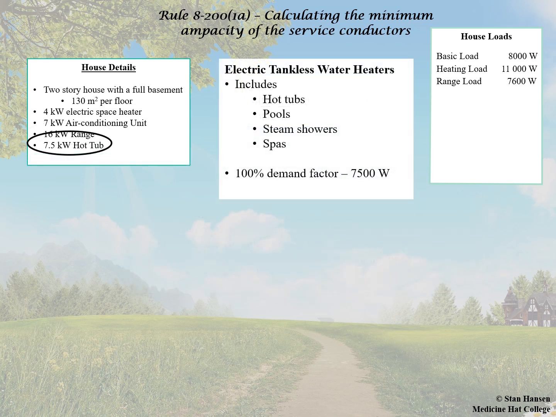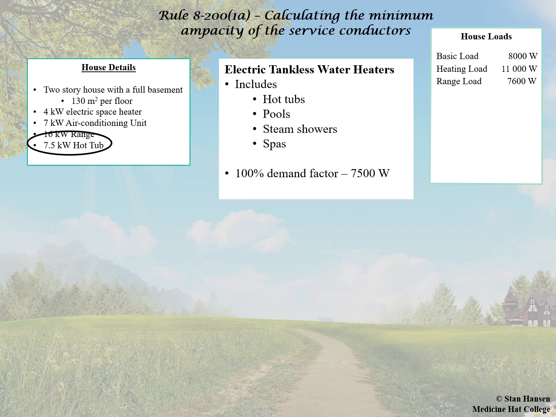The next part of 8200 is dealing with tankless water heaters. Now, a tankless water heater is anything that does not store water in order to heat. So if you have an electric water heater that has a tank, that's not what we're talking about. The code actually gives you samples of what they are referring to. So we're talking about pools, hot tubs, steam showers, and spas. The code says that everything goes in with a 100% demand factor.